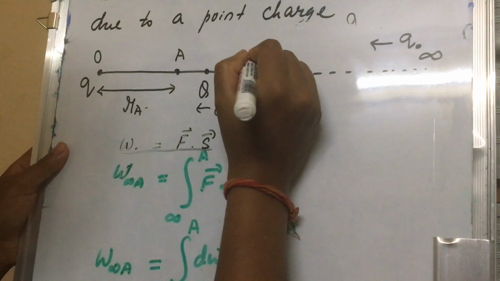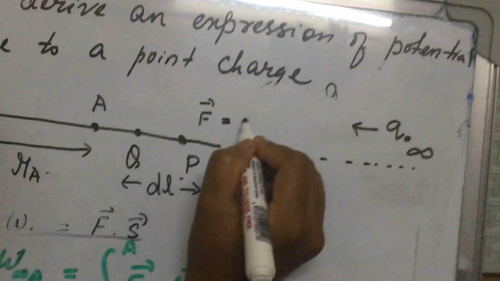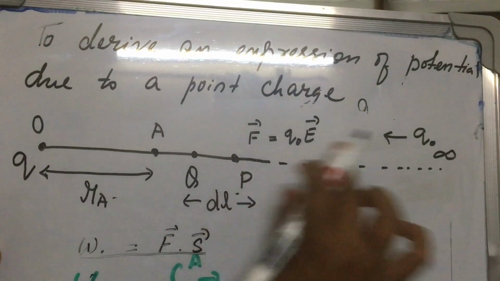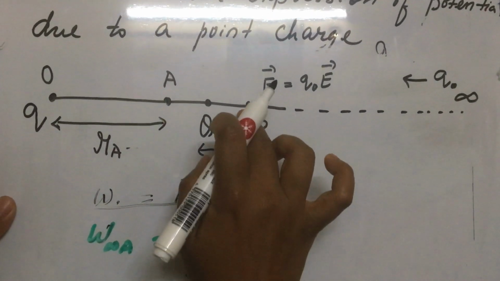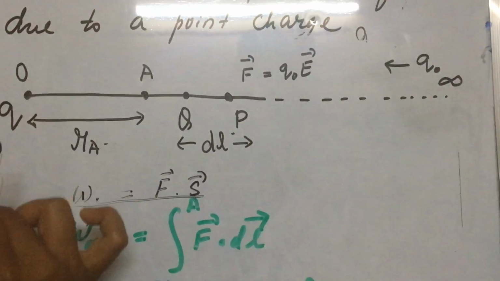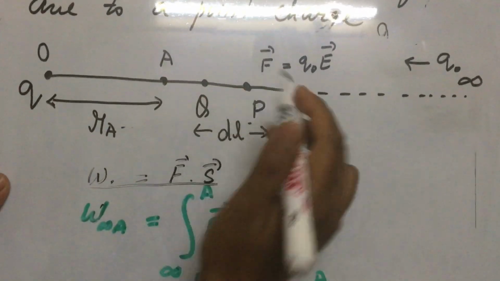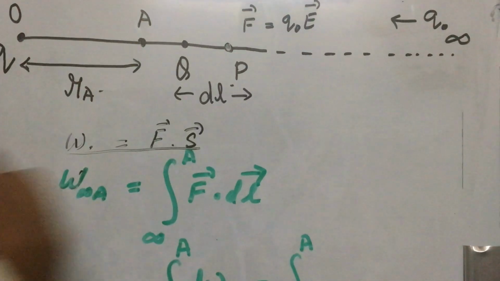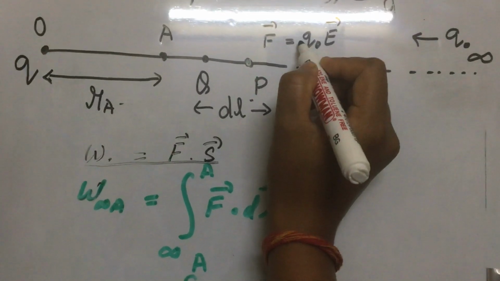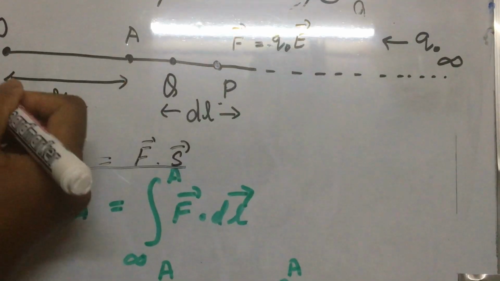At this point, the force experienced by Q0 is equal to what? Q0E, right? And what is the direction of the force experienced? Q0 will experience a repulsive force, but it is brought against that repulsive force. Now in order to move in this direction, what should be the applied force? Applied force should be minus of it. Exactly, just in order to move, right?